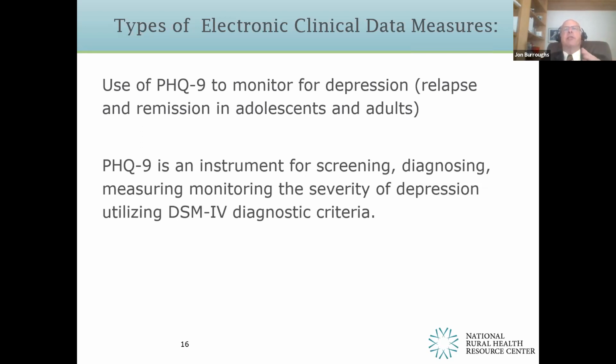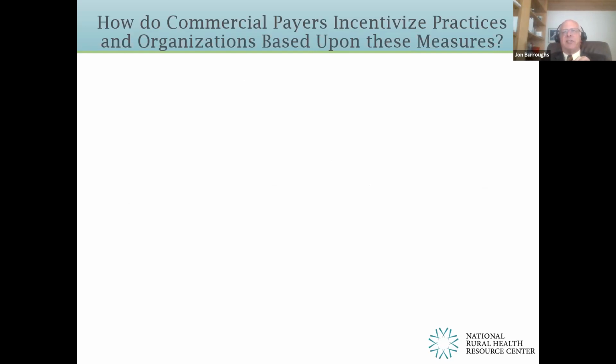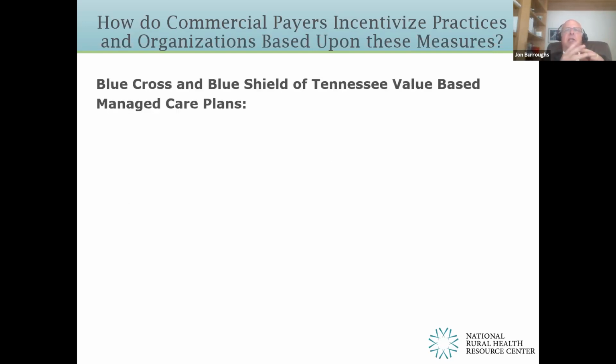Now, how do commercial payers incentivize practices based on these measures? And this is just one example, but it's a very typical example. This is Blue Cross and Blue Shield of Tennessee Value-Based Managed Care Plan. And I picked this one because it's primarily a rural health plan.